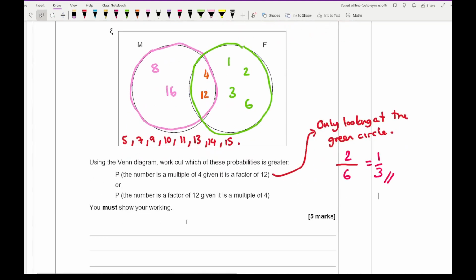Then if I look at this next one, here I'm only looking at the pink circle, and again this will be confusing because I'm writing in green. How many numbers have we got in the pink circle? That's 4. How many of them are factors of 12? That's 2, so that's a half. So there are 2 probabilities, and it's asking me which of these 2 probabilities is greater.